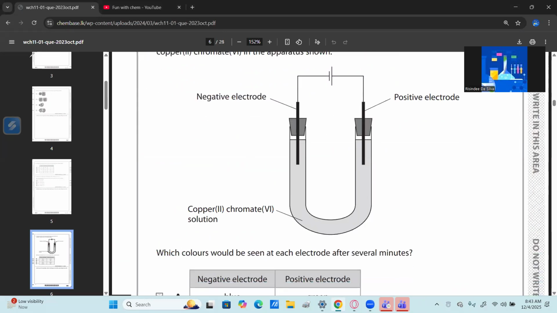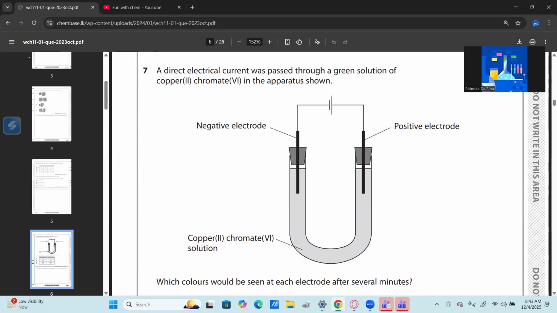Which colors would be seen at each electrode after several minutes? So the compound is copper chromate. In copper chromate, the ions are Cu2+ and CrO4 2-. We know the color of copper 2+ is blue. The color of chromate is yellow.